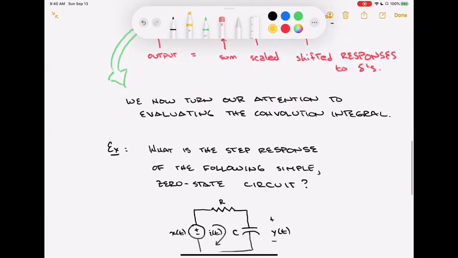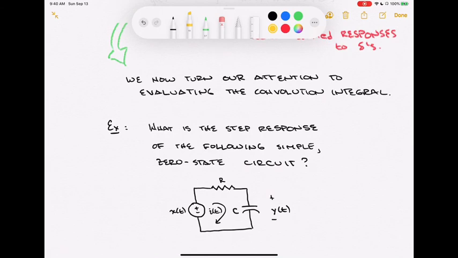So what are we going to be doing in this lecture? We're really going to turn our attention to evaluating this convolution integral. We have a nice compact expression that tells us how to get an output given an input as long as we know one bit of information about the system. What is its unit impulse response? If we know that unit impulse response and we know the input, we should be able to, at least in theory, determine the output. That convolution integral itself, though, can be a little tricky to evaluate in some cases.